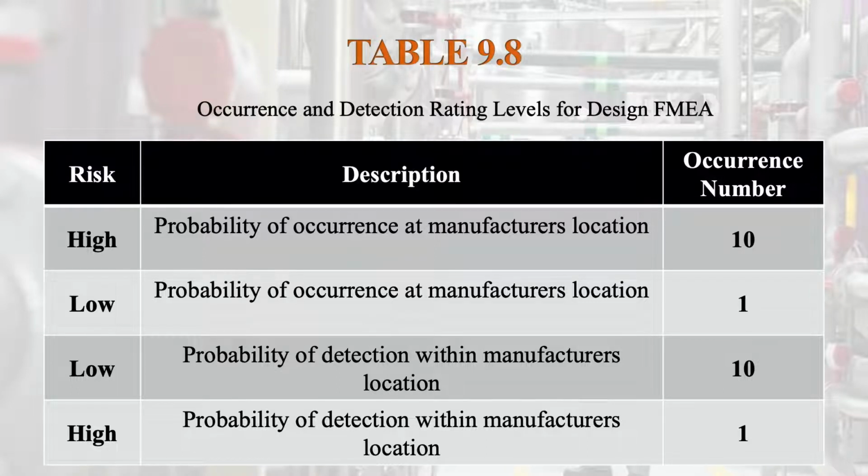So for example, in manufacturing, the probability of occurrence at the manufacturing location: if the occurrence number is 10, the risk will be high. If the occurrence number is 1, then the probability of occurrence at the manufacturing location is low. So like that, one has to identify. So if the occurrence number is more, then the risk is high.